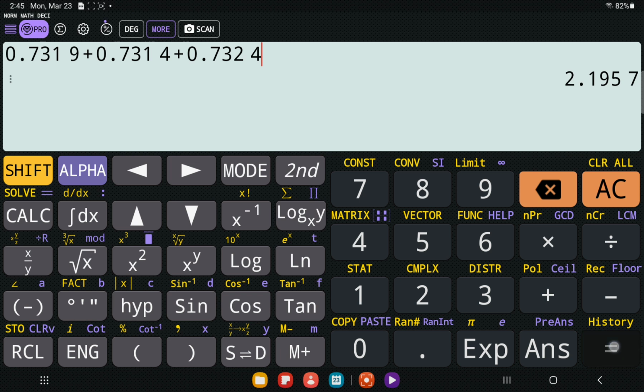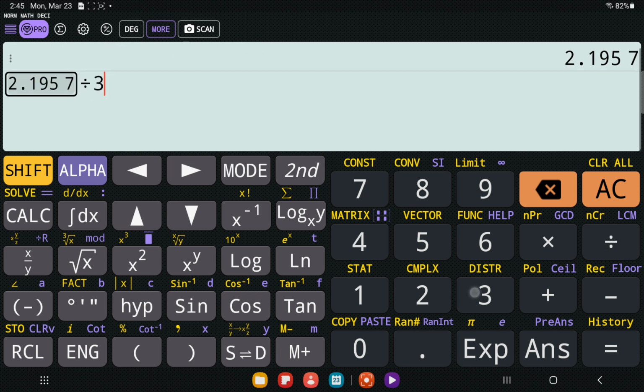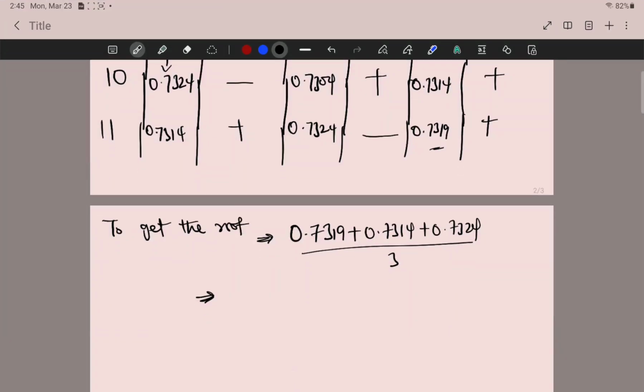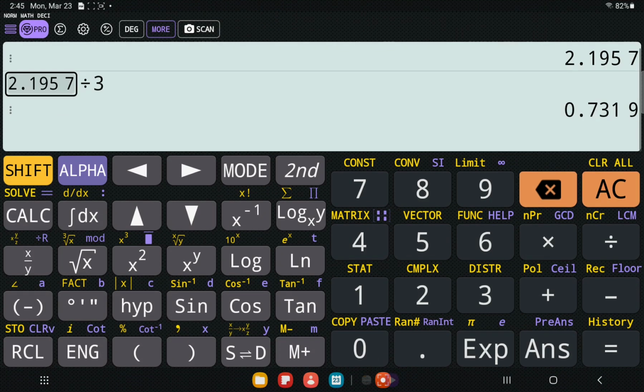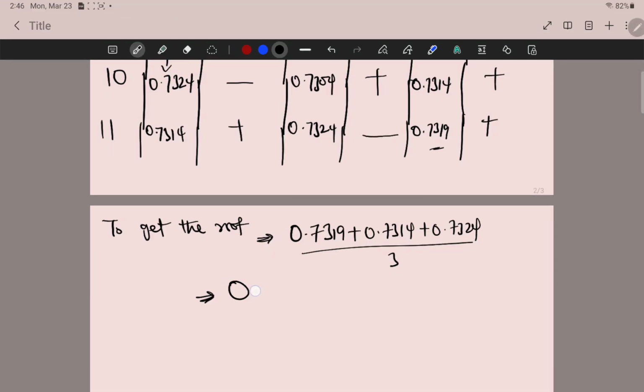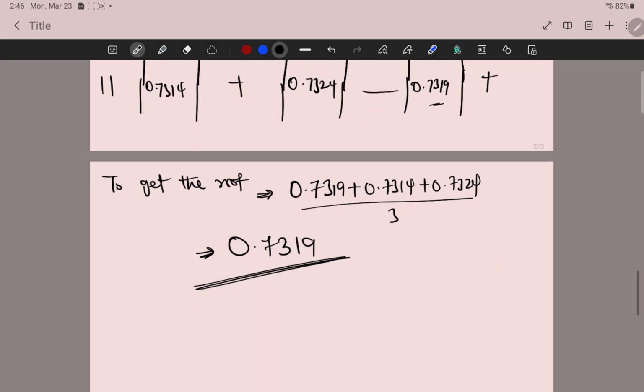0.7324. What's our answer? Our answer is 2.1957 divided by 3. How many figures do I have? 3. Divided by 3, our answer is 0.7319. Let's just stop there. 0.7319. See that?